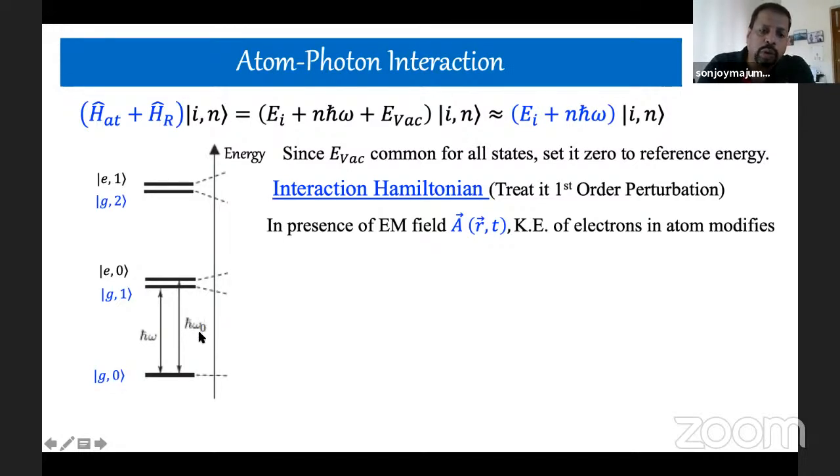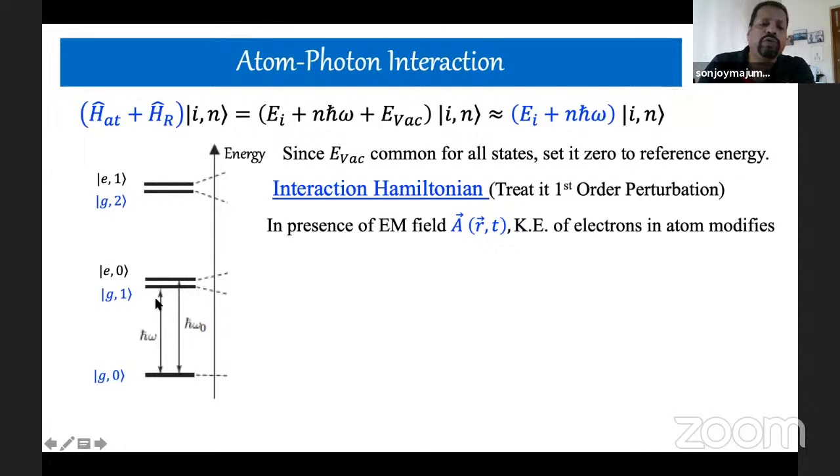If you want to draw these energy levels, you can draw E0 at h cross omega naught above the ground level. Similarly, if you want to draw the ground state associated with one photon, G1, it will come h cross omega above the ground state. Now, depending upon whether small omega is greater than omega naught or less than omega naught, I'll be able to place G1 above or below E0. So that depends on that.